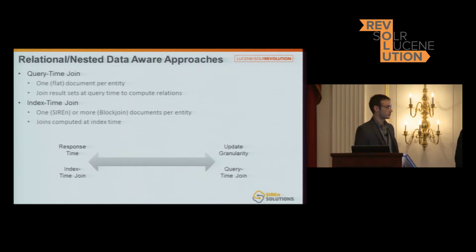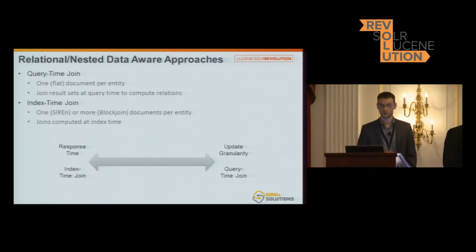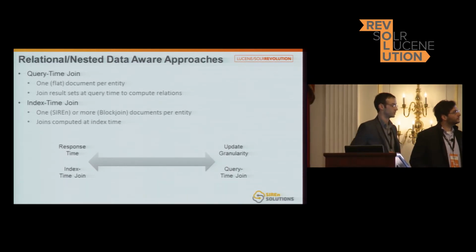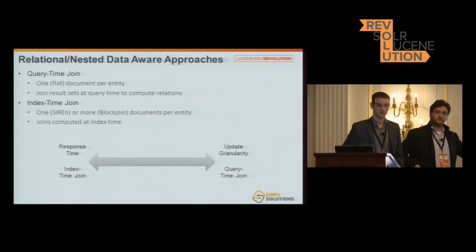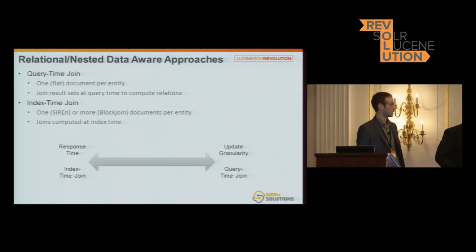To overcome this kind of problem, there is this relational and nested data-aware approach, which you can divide into two sets, query time join and index time join, each with pros and cons. For example, query time join is good if you have lots of updates, because you can update an entity quickly without having to do too much work. On the other side, you have to perform the join at query time, and therefore your response time will be slow.